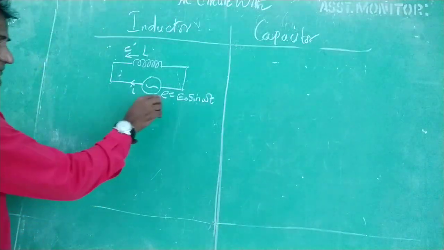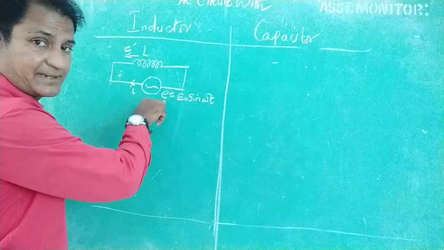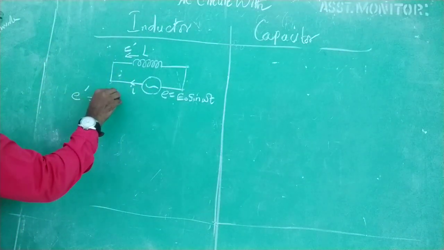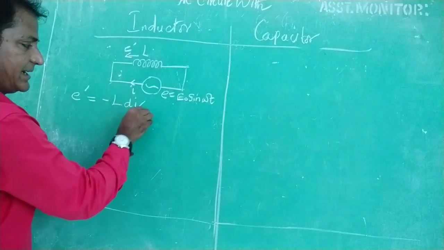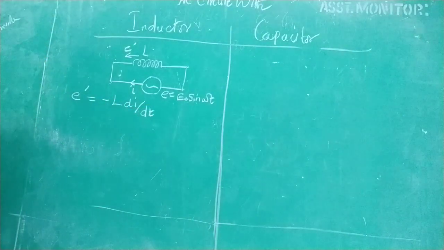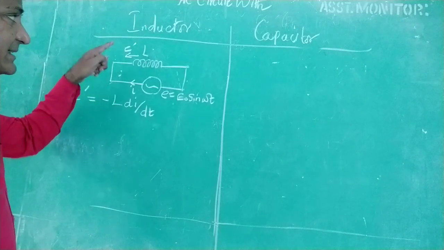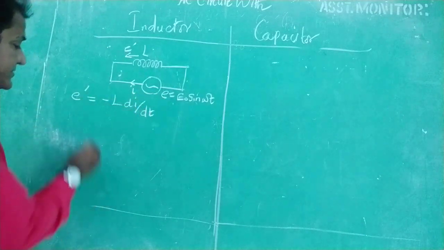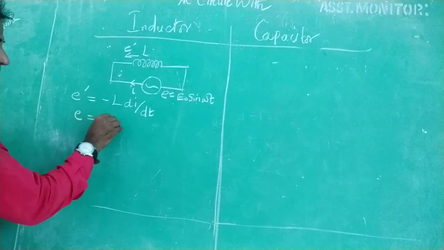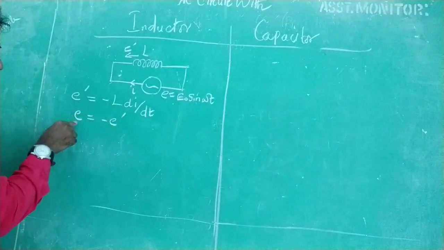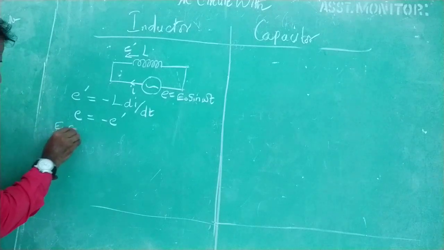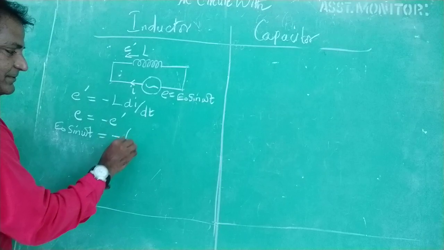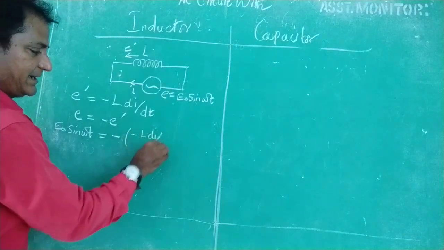Okay. Now this is the instantaneous EMF I said. And what is E dash? E dash is equal to minus L into di by dt. I say this E dash flows quite opposite to the direction of E. So E is equal to minus E dash. Here E is nothing but E naught sine omega t, which is equal to minus L di by dt.